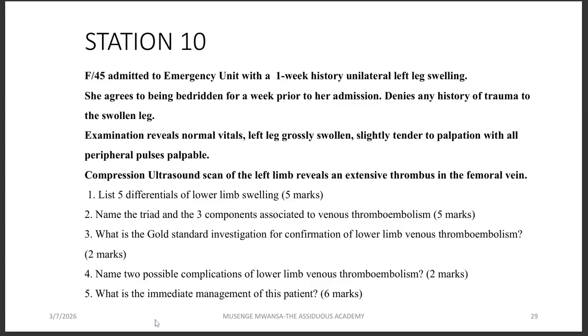Let's start. The good thing is this question is not even specific to say bilateral or unilateral, so you can mention as much as you can. But please know the differentials for a unilateral lower limb swelling and for a bilateral lower limb swelling. So let's mention what can cause a lower limb swelling.